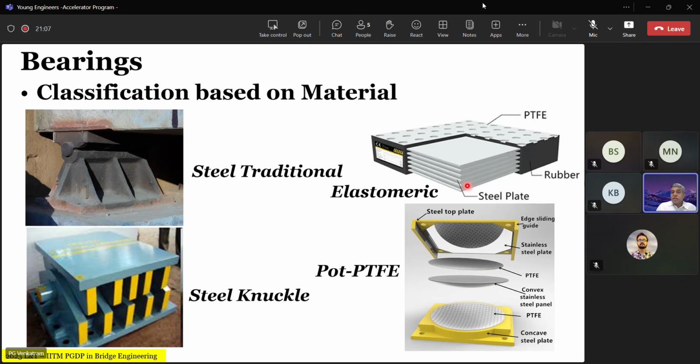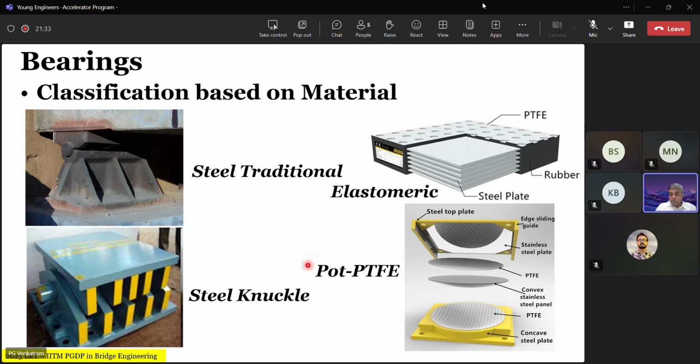And there are the elastomeric bearings, which are basically rubber. In order to accommodate some sliding of the superstructure, they can also be attached with PTFE sheets. I hope you recall we talked about the materials. The PTFE, polytetrafluoroethylene, was introduced at that time because it has very low friction.